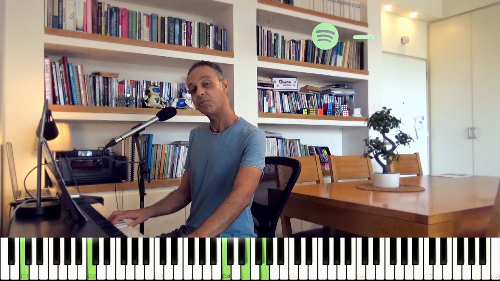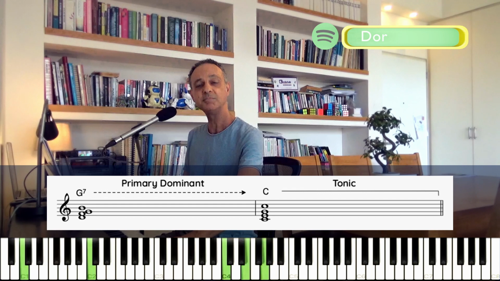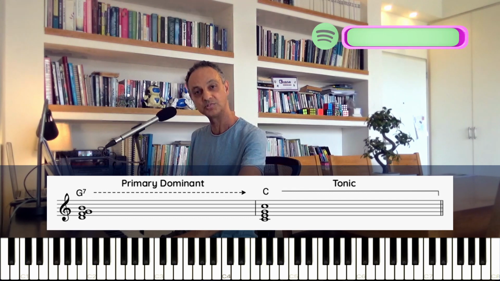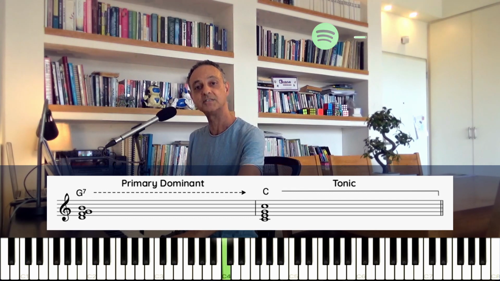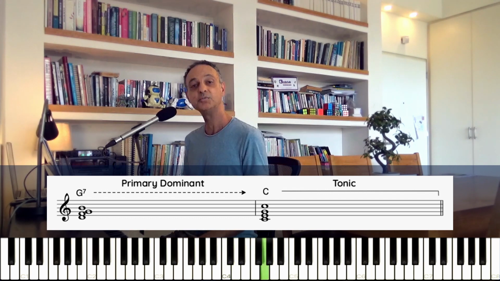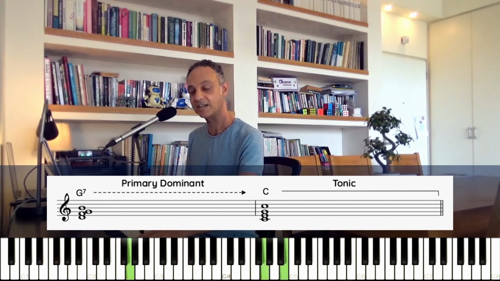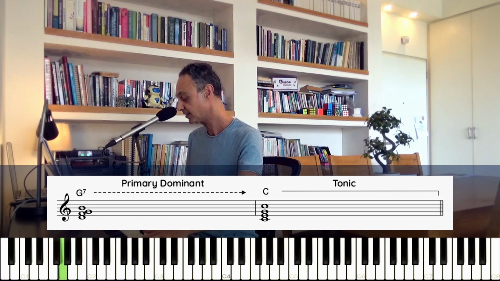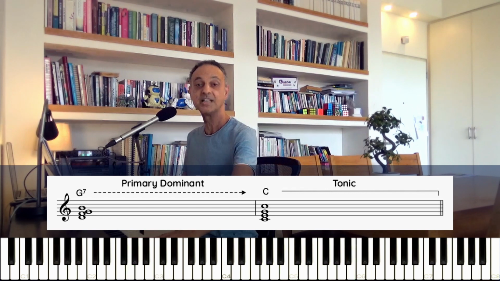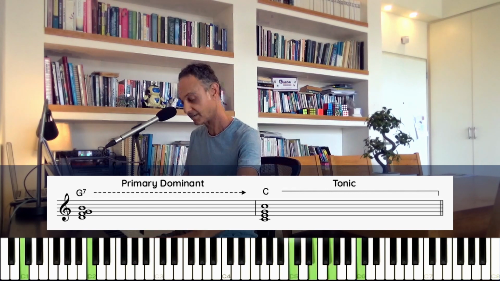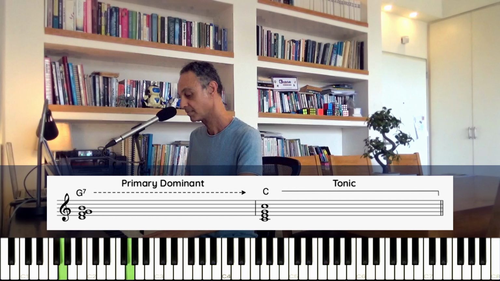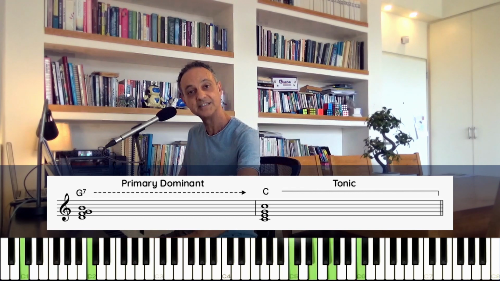Now, the primary dominant of the key of C major is basically you just need to go up a perfect fifth from the root. So the root is C. I'm going up a perfect fifth, 1, 2, 3, 4, 5, the note G, and play a dominant 7 chord, meaning G dominant 7. And this is the primary dominant in the key of C major, and it resolves nicely to the tonic, scale degree number 1. Again, G7, and resolves nicely to the tonic.